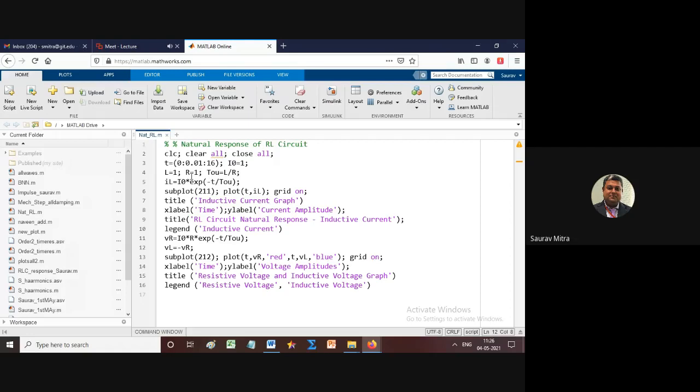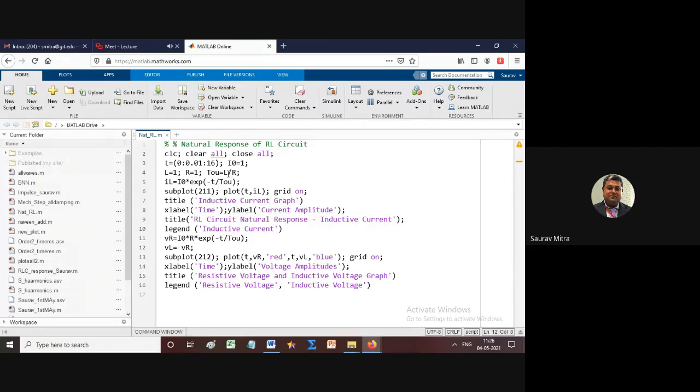So L is equal to 1, R is equal to 1, all these things we have kept. Tau is equal to L by R, that also we have said. So IL is equal to I0, where I0 is the initial current. So don't confuse between natural response and step response. Sorry, for step response you first have to charge it to some value. So that value I'm saying as 1. Now IL is equal to I0 into e raised to minus t by tau, where tau is equal to L by R.